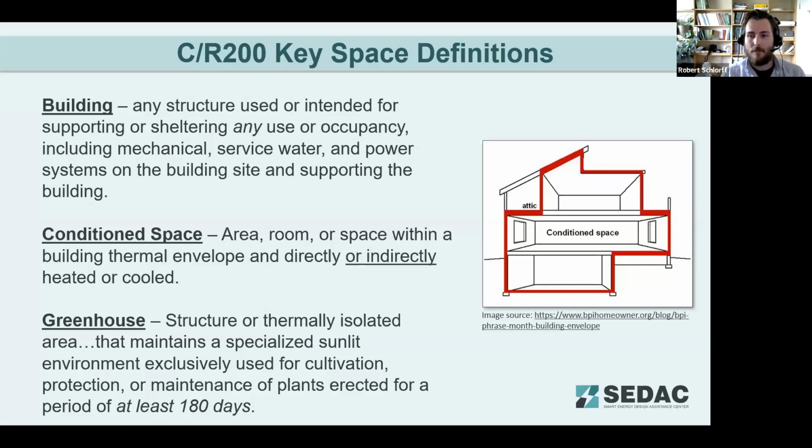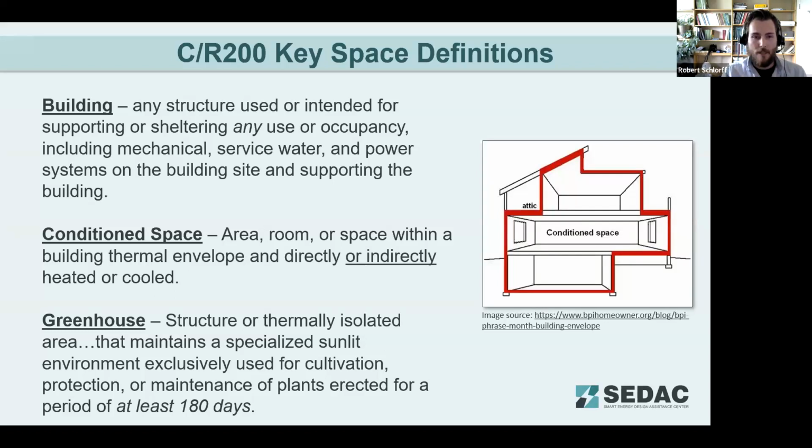There is an exemption within the code for low energy buildings. We've discussed this in previous webinars before. That threshold to meet the definition of a low energy building is pretty hard to meet for most buildings. That's 1 watt per square foot of energy use or no conditioned space. So otherwise, if it's a building, if it's a structure used for any use as stated in the definition there, the code will apply to that building.